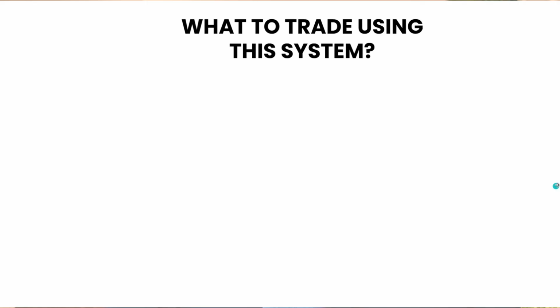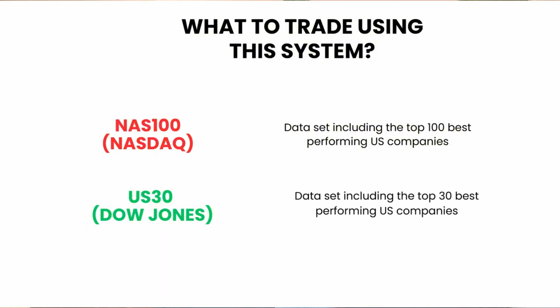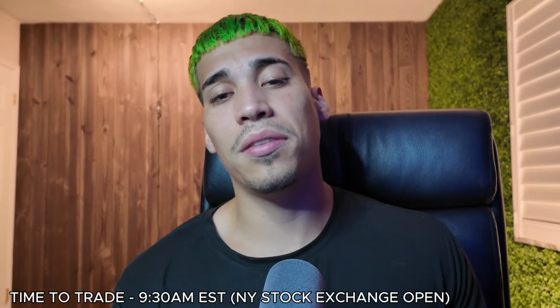So what I trade is US indices, NAS 100 and US 30. NAS 100 is a data collection of the top 100 best performing United States companies, and US 30 is the same, except it's the top 30 best performing US companies as one data set. That's what I'm trading. So trying to trade during the highest period of volume is obviously going to be during the period where the most US participants are going to be trading, which is during New York Stock Exchange Open, which is 9:30 a.m. Eastern Standard Time.